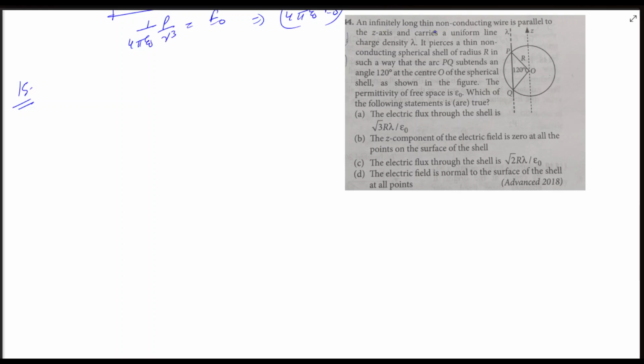An infinitely long, thin, non-conducting wire is parallel to the z-axis. Okay, so this is carrying lambda as a charge density. It pierces a thin, non-conducting shell of radius r in such a way that arc PQ subtends an angle of 120 degrees. Electric flux we have to find, and electric field we have to study.